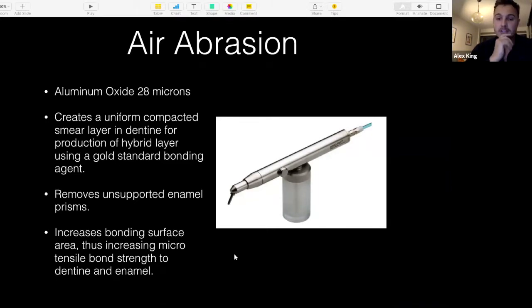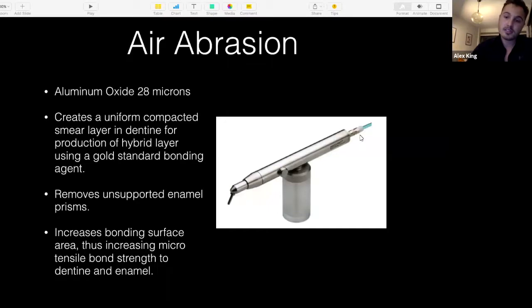Also, what air abrasion does is it removes any unsupported enamel prisms. Microscopically, if there are unsupported enamel prisms that normally would break off again under axial load from the occlusal forces, it means that when you do air abrasion to the enamel as well, you're increasing your bond strength to enamel in the long run and reducing the failure rate of restorations.